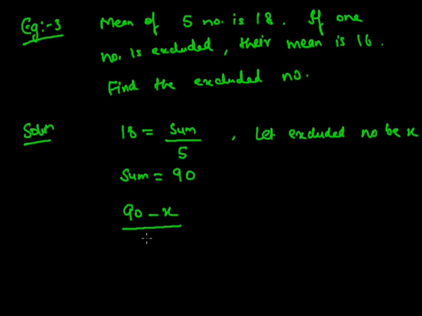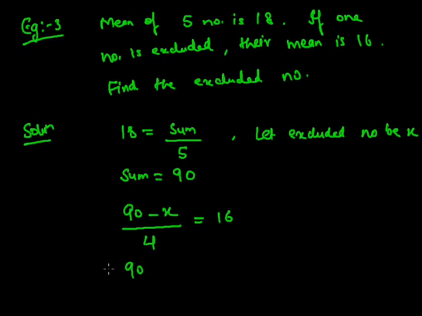As you see, one number is excluded, so the number of observations will become 4, because out of 5, if we exclude one number, the number of observations becomes 4. So the mean of the remaining observations will be equal to 16. It is given. So 90 minus x, that is the excluded number, divided by the number of observations, that is 4, and their mean is equal to 16. 90 minus x actually gives us the new sum, because after excluding that number we get the new sum, and we divide it by the number of observations, which is 4. So we get the new mean, that is 16.